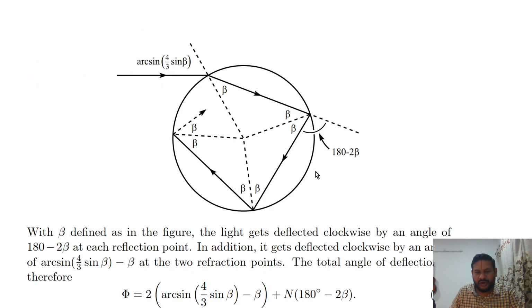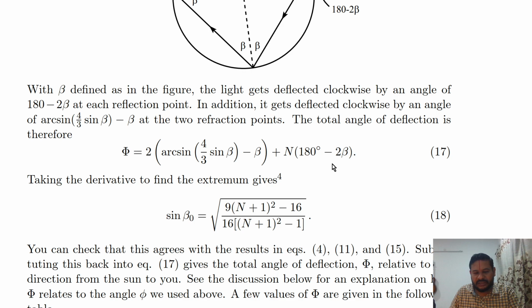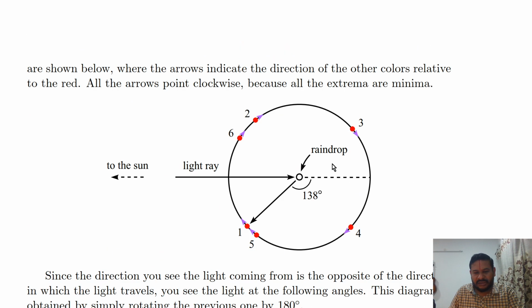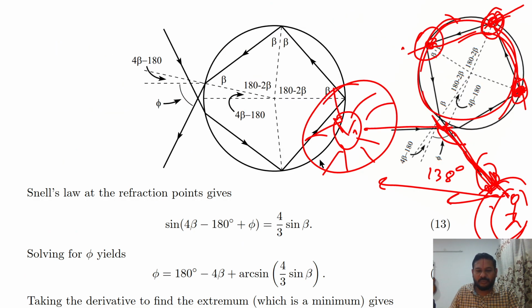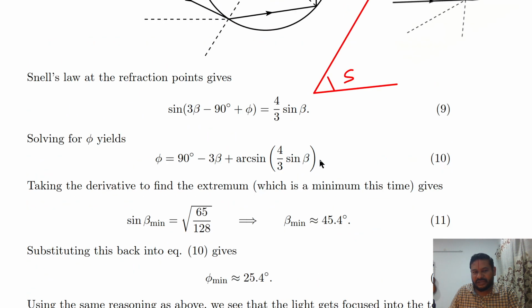Okay, so if you want, I'll be posting the link to this paper in the description box, and you can see it from there. It's a very interesting paper explaining rainbow formation very nicely. So I hope you were able to understand how secondary and tertiary rainbows are formed.